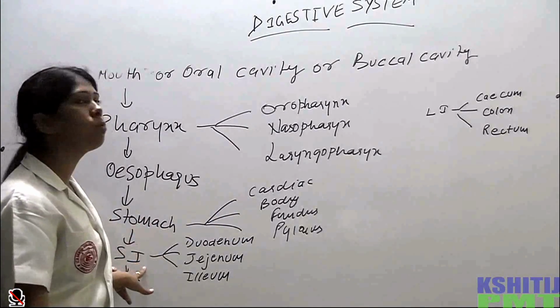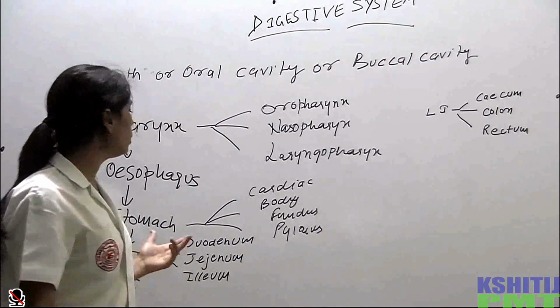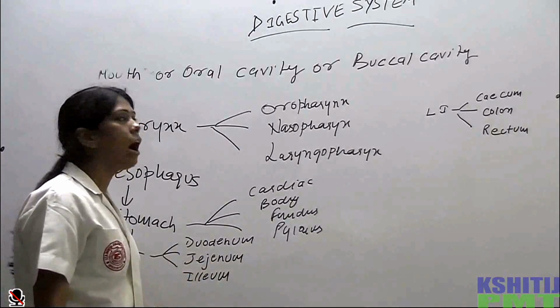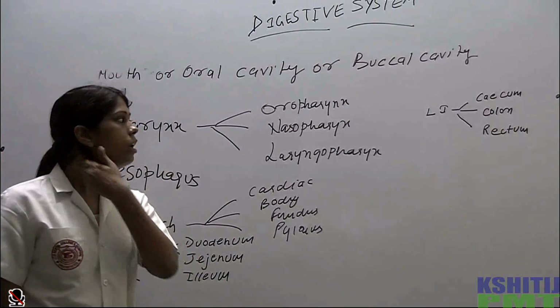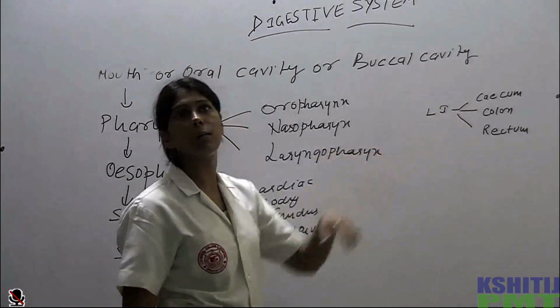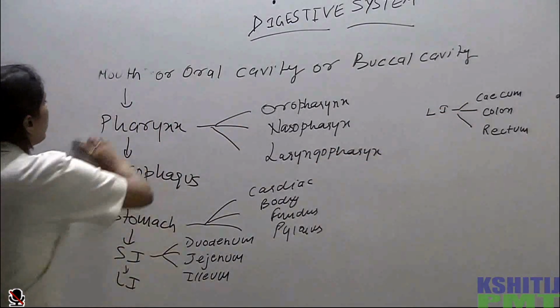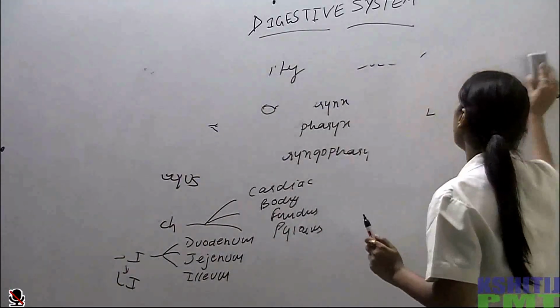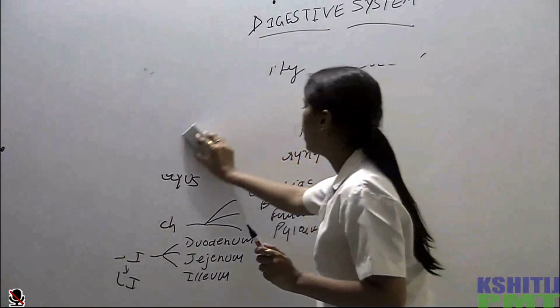After that it comes small intestine. In small intestine we have three parts, that is duodenum, jejunum and ileum, okay. After that we have large intestine. Large intestine is again divided in three parts: cecum, colon and rectum, okay, fine. After that we now come to each part in detail, okay. Now we'll come to each part in detail, fine.